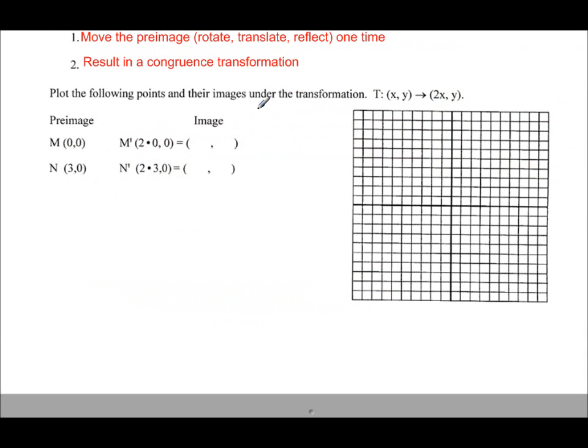Okay, so now let's actually utilize some of this vocabulary. First, we're going to plot the original points, the pre-image points. And then we're going to perform the transformation T as it maps x and y to 2x and y. So basically that means we take our original x, y coordinates and we multiply the x value by 2, and we just leave the y value alone. So let's start by graphing our pre-image. M is 0, 0, and N is 3, 0.